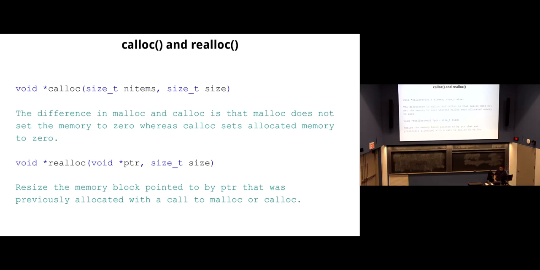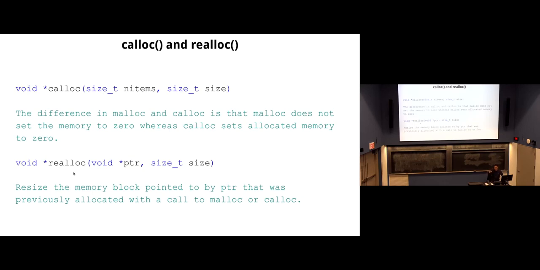So it takes two arguments, one is the number of items and the other is the size of an item. So it's basically the number of items times the size, and you get the bytes you want. The difference is it will initialize the memory to zero. Then there is another one called realloc.